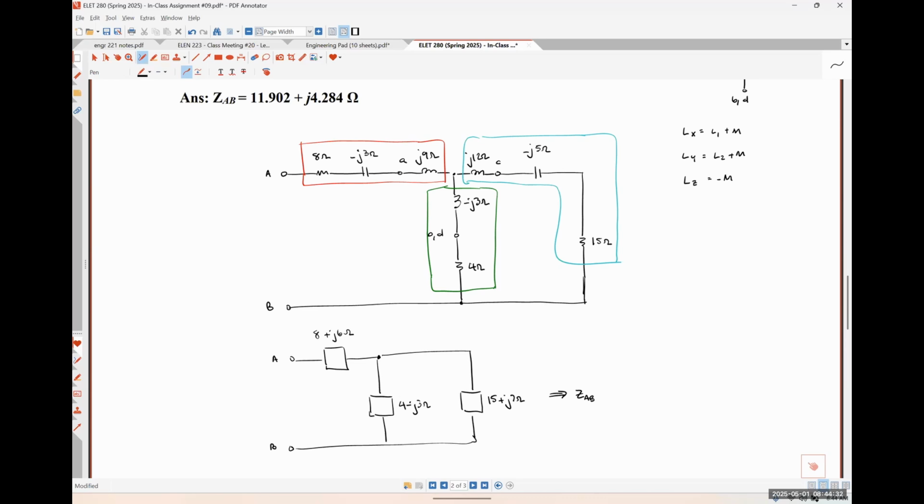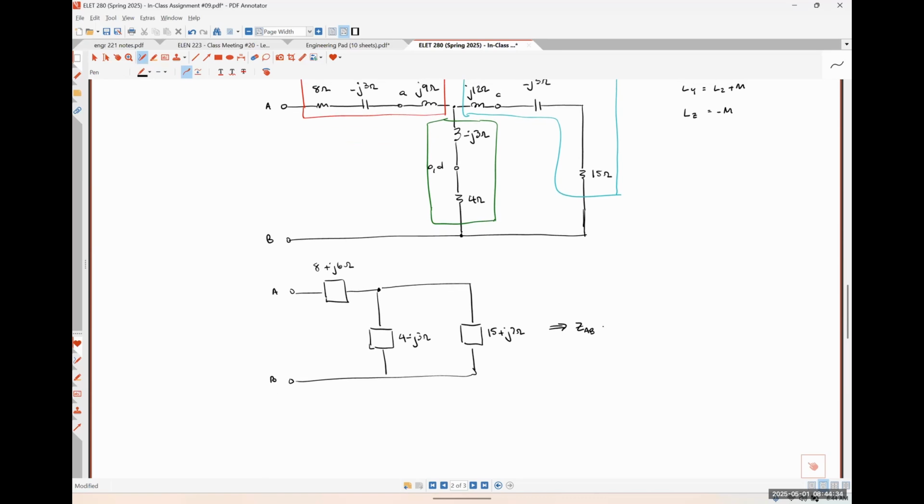8 plus J6 ohms plus 4 minus J3 ohms times 15 plus J7 ohms, over the two together. Exactly right. So the two impedances on the right are connected in parallel, and then that's in series with the 8 plus J6 ohms. Great job.